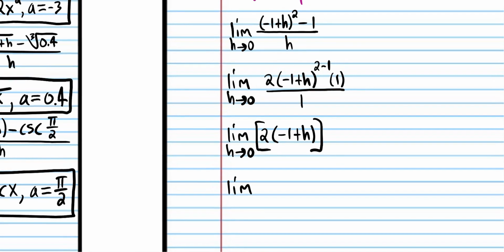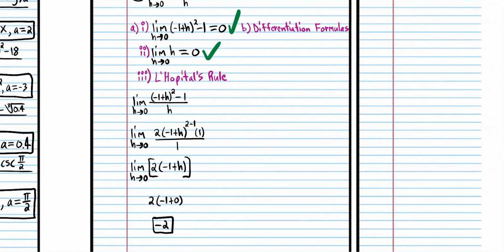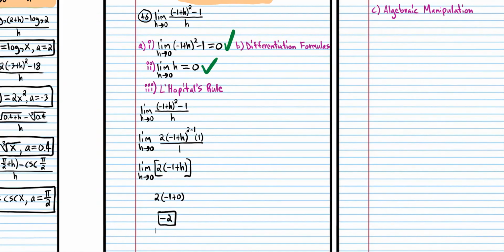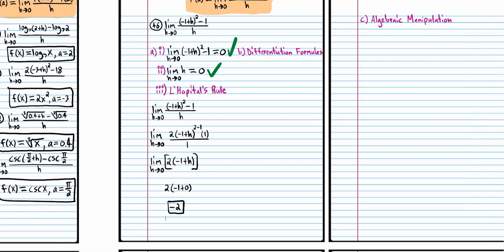So now we can actually get rid of the limit and just plug in 0 for h. So we have 2 times -1 plus 0, which is -2. Alright, so that's using L'Hopital's rule. That's probably the way that the College Board wants you to do that. But there's actually a faster way to do it.